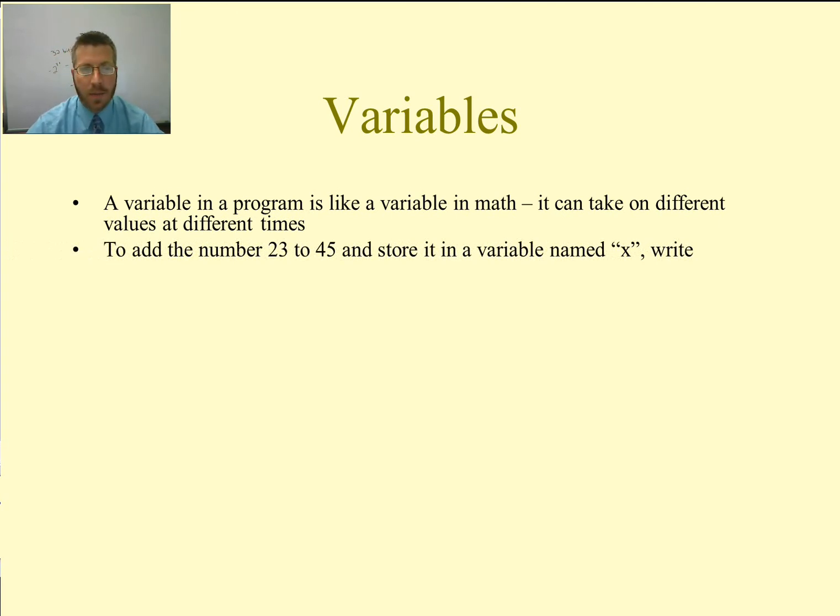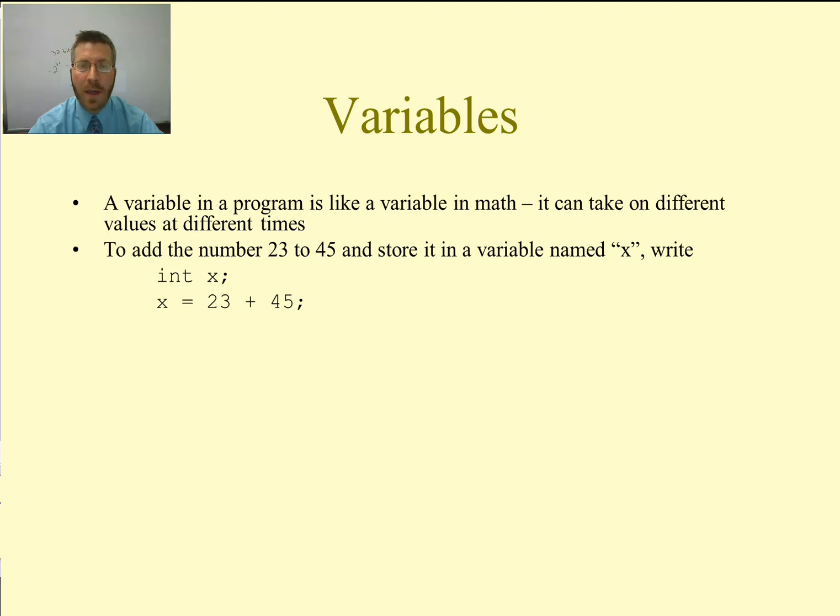How do we add the number 23 to 45 and store it in a variable named x? So here's a little snippet of code. What I've done is I've created a variable x. I've said that the type of that variable x is an integer. So I said int followed by the name x, and then I put a semicolon at the end. All lines in C have to end with a semicolon. There are a few exceptions to that, which are the ones that have curly braces at the end of them, and you'll see a few more of those.